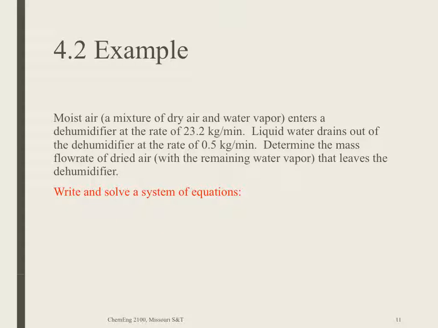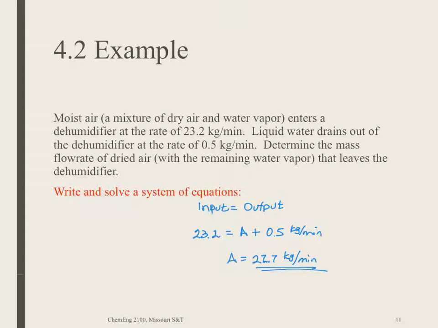All right, so now we're going to write our system of equations and solve them. In this case, I'm only looking for A. And so my equation is input equals output. I have the stream 23.2 kilograms per minute, and out I have A plus W, which is 0.5 kilograms per minute. And so A is going to be 22.7 kilograms per minute.